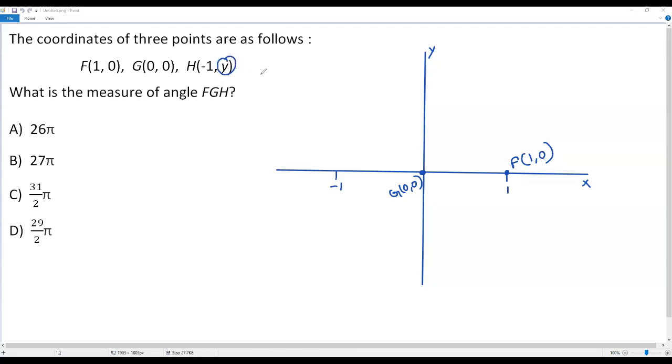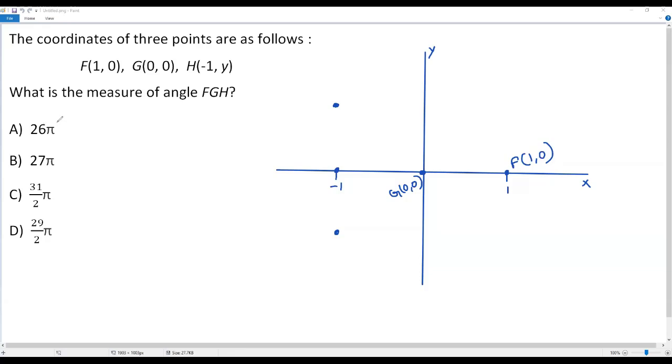If y is positive, then the point (-1, y), that is this point H, will be over here in the second quadrant, somewhere along the line corresponding to the value negative 1 on the x-axis. In case y is 0, then we'll have the point over here. In case y is negative, then we'll have this point H(-1, y) in the third quadrant, somewhere over here. But I do not know where exactly the point H is, because it depends on the value of y.